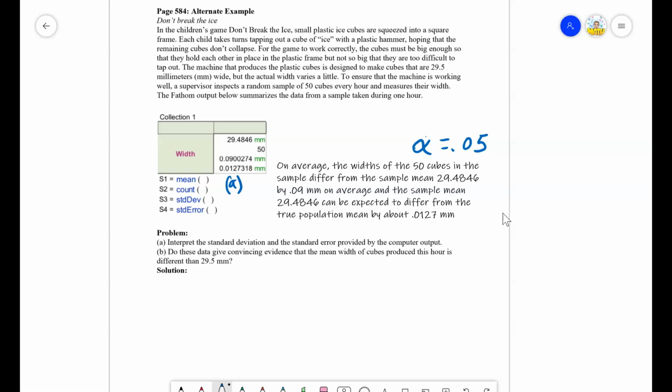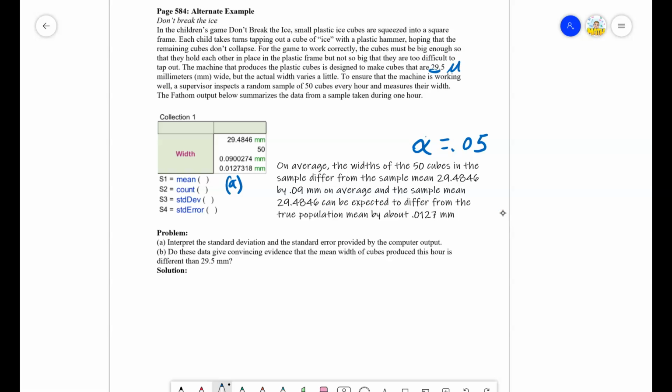But you have these cubes that you have to put in place, almost like a kid's version of a Jenga. And they have to have a pretty tight fit. They're going to fit pretty precisely, and you're trying to not have the whole thing collapse as you tap on a cube, an ice cube, with the hammer. So that's our context, not terribly complicated, but they want to check to make sure that the cubes are being produced close to the true population mean, or what they expect the population mean to be, mu, 29.5.